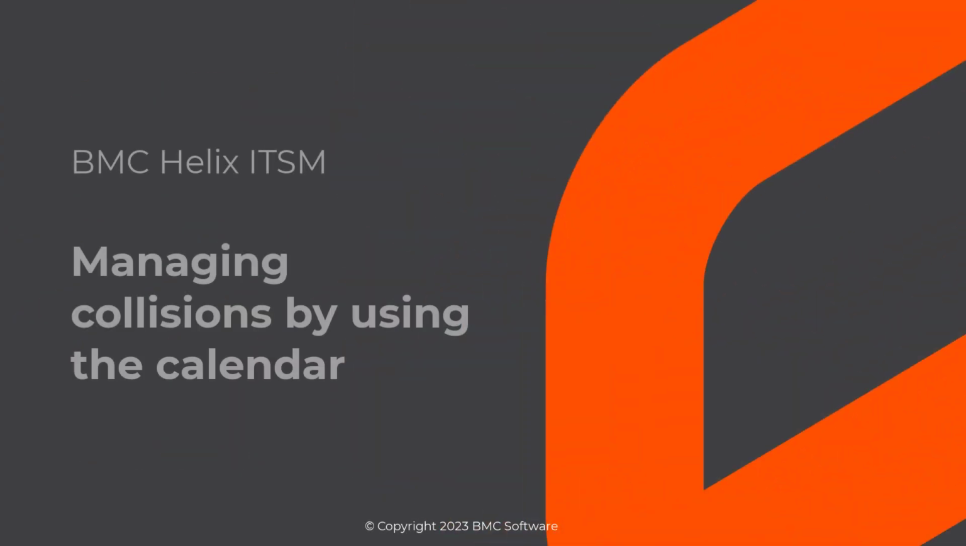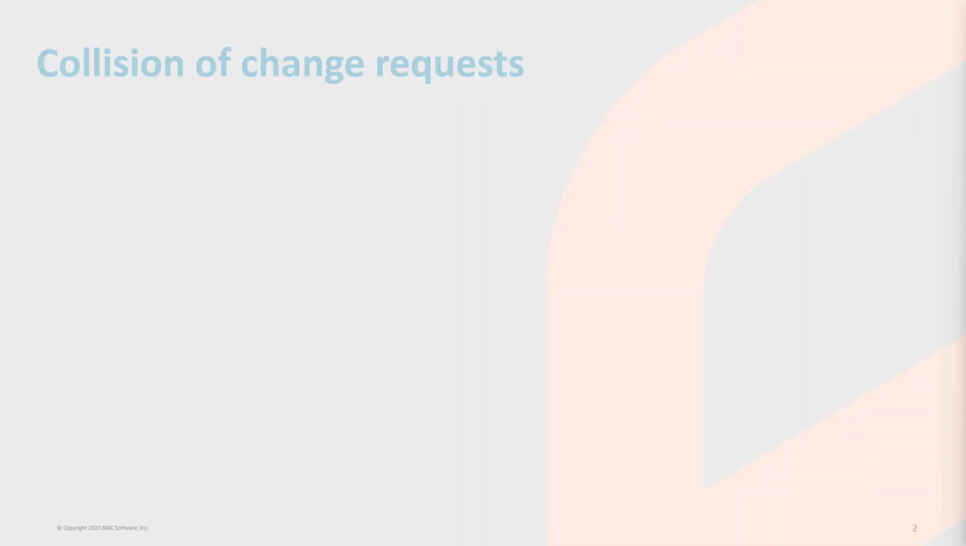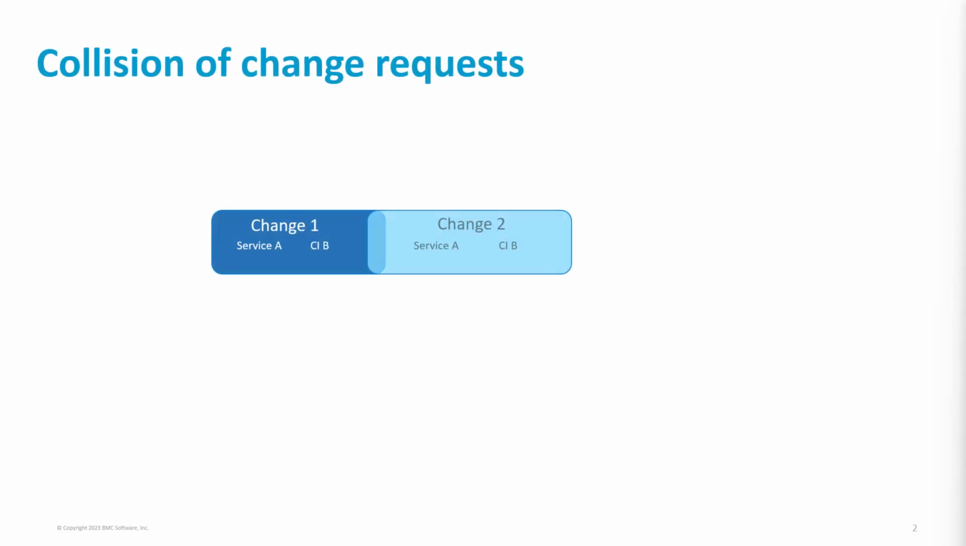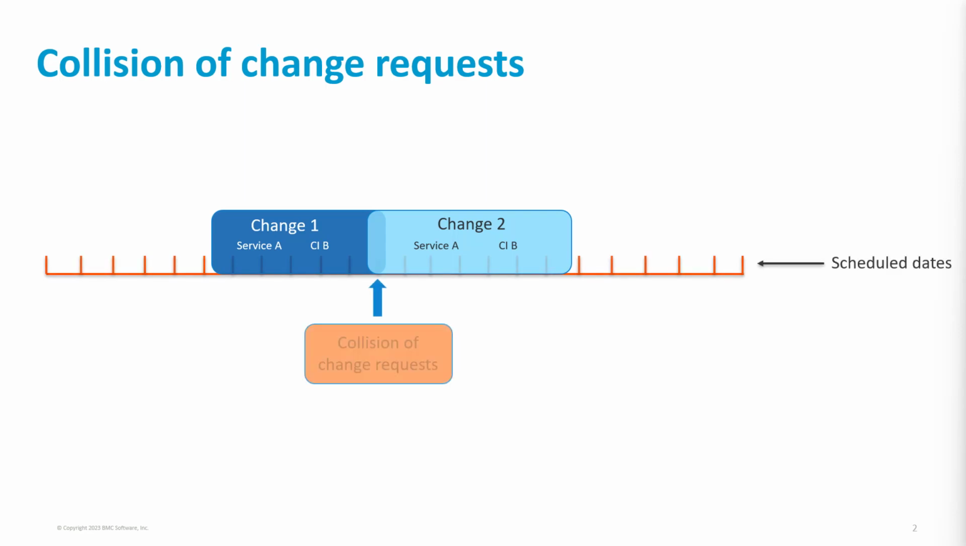This video shows how to use the calendar to detect and manage change collisions. A collision occurs when the same service or configuration item is related to two or more change requests, and the scheduled dates for the change requests overlap.